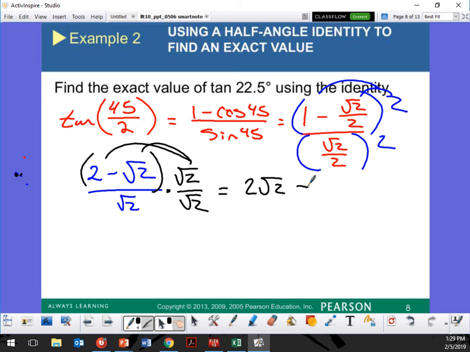Come on, pen's running out of ink. Honcho, so electronic pen. Okay, so rad 2 times rad 2? 2. So right here.